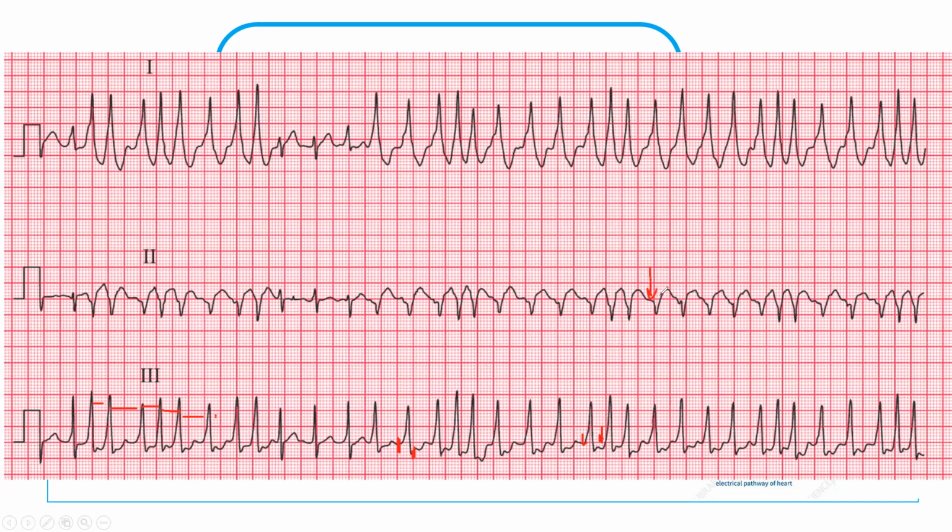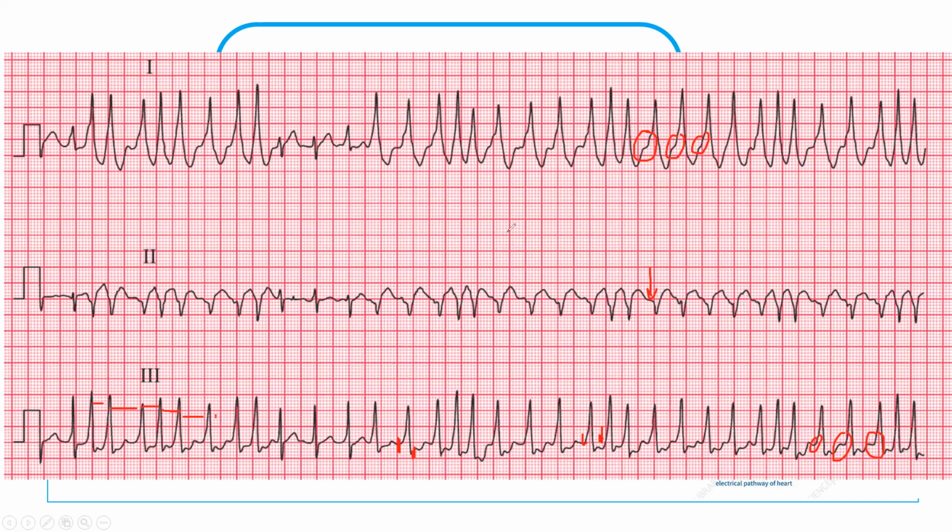No P waves. Okay, it could be VTAC or it could be AFib with Wolff-Parkinson-White syndrome. Actually, there is a hint here. If we look at these QRS complexes here, we can see the delta wave. These are delta waves here. Okay, it's not always evident, but here delta wave, here delta wave, here delta wave. So you can suspect in those patients to have Wolff-Parkinson-White syndrome.